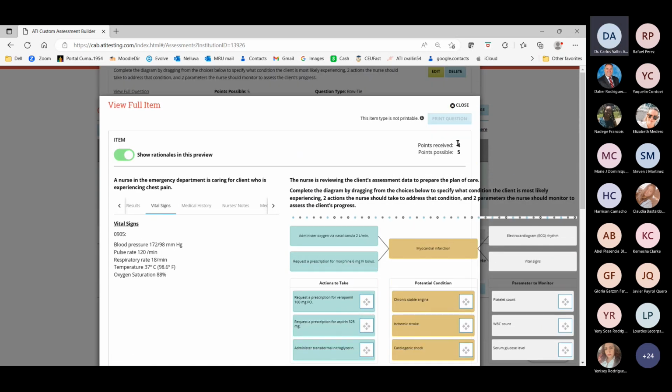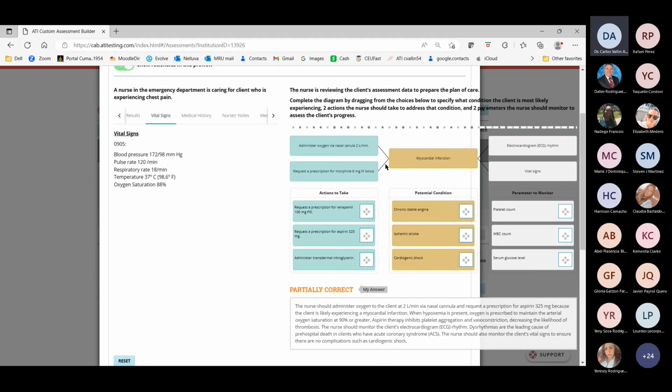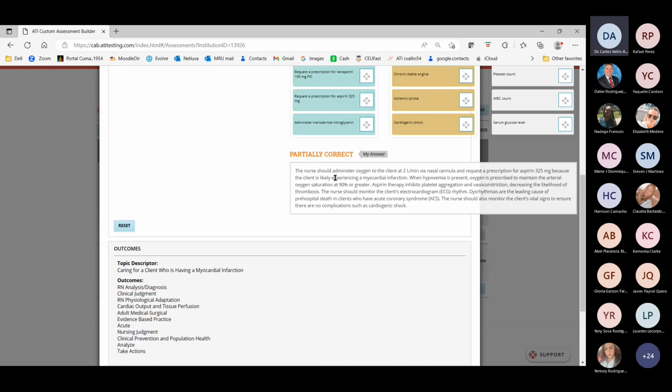So the nurse is giving us 4 points, given that we have one mistake. Okay, the nurse should administer oxygen to the client at 2 liters per minute via nasal cannula, and request a prescription for aspirin 325 because the client is likely experiencing a myocardial infarction.